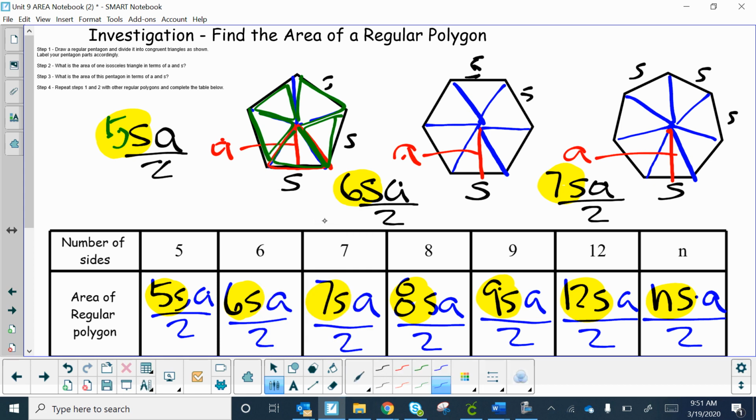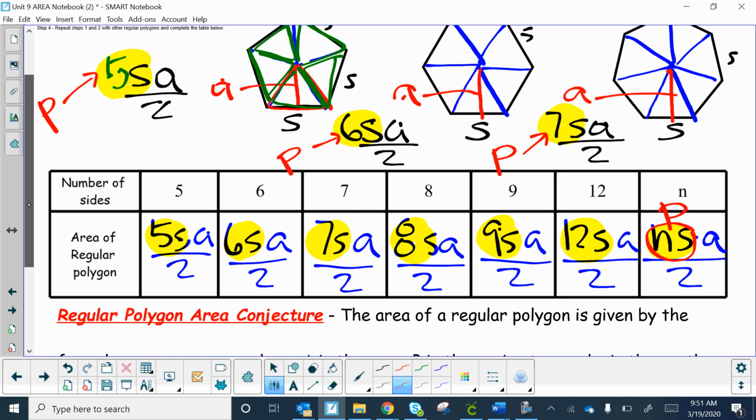Okay, that represents perimeter. So that right there is actually the perimeter. 7S is the perimeter. So this right here is represented as the perimeter. N times S is simply just the perimeter.